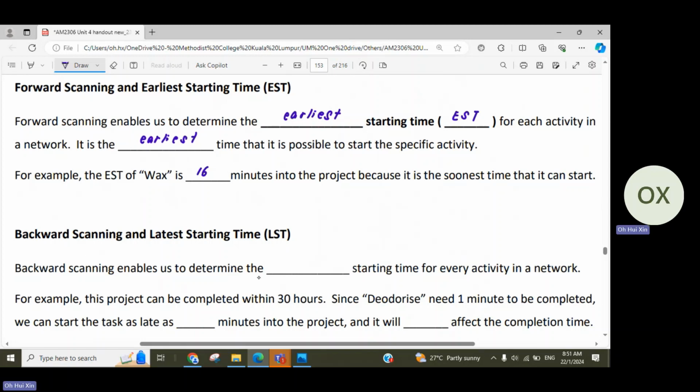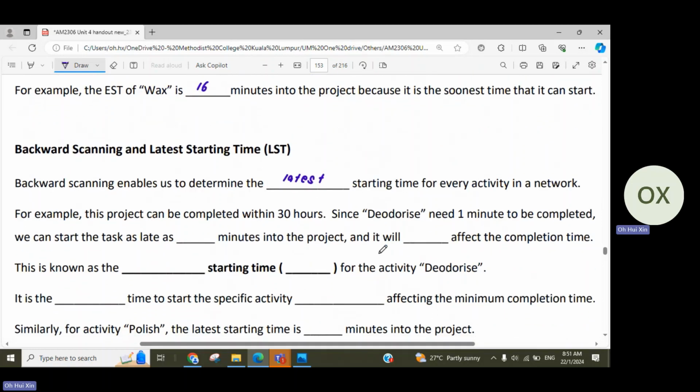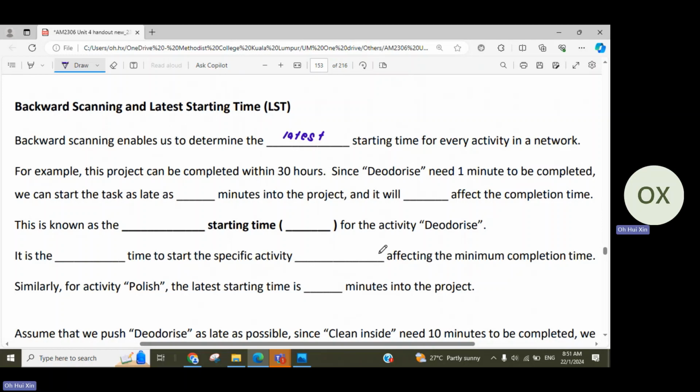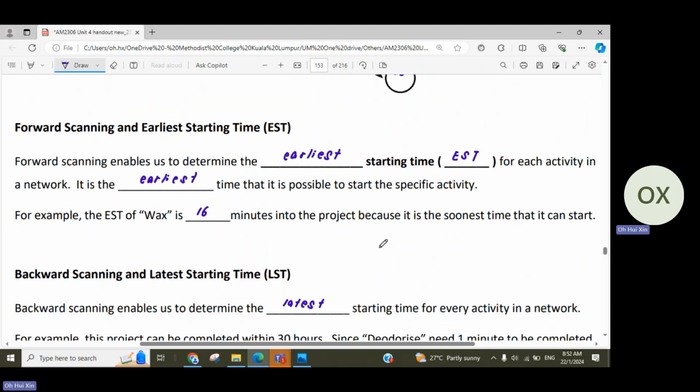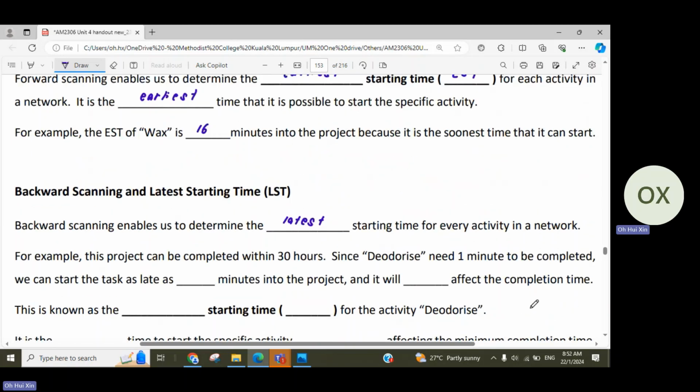So for backward scanning, it helps us to determine the latest starting time, which is called LST. For this, we are going to do everything in the diagram first, then after that we look at the notes. No worries, because all the explanation I have put in words here, so next time when you are reading it again, you should be able to understand it.